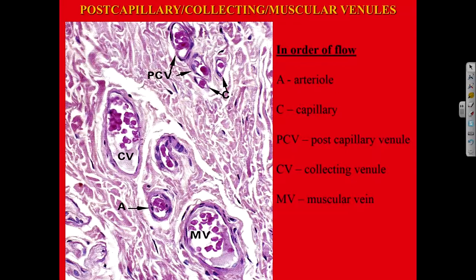So from the smallest vessel, we have a capillary. The blood will flow from an arteriole into a capillary, then into a post-capillary venule, then into a collecting vein and a muscular vein. So going from the arteriole side down to the capillaries and then back out the other side into the venous system. So that's what some of these vessels will look like.